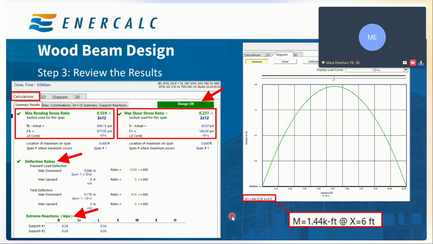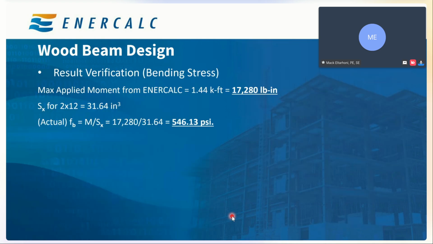And what we want to do right now is just run through a quick verification example following the NDS equations to just double check that the results that we're seeing actually make sense to us. So a quick result verification here. We know that the maximum moment, because we just saw that on the previous slide, to be 1.44 kip feet. If you just convert that, that'll be 17,280 pound-inch.